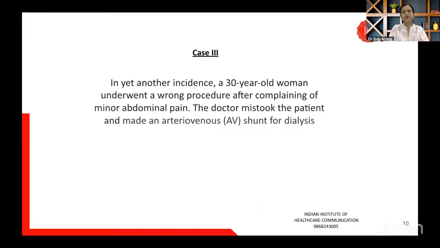Another case where the patient actually had gone for some minor complaint of abdominal pain, and the doctor mistook the patient for another patient, and they made an arteriovenous shunt for dialysis in this case.